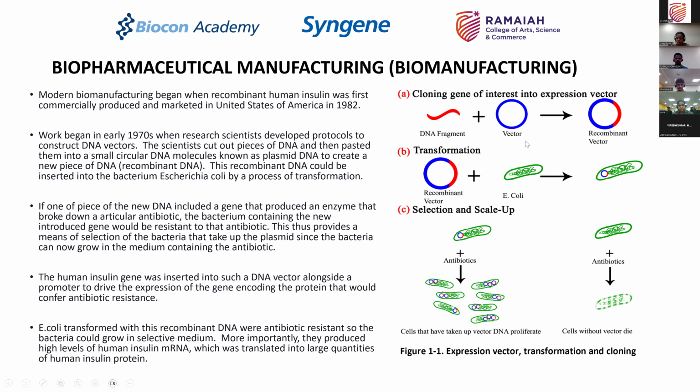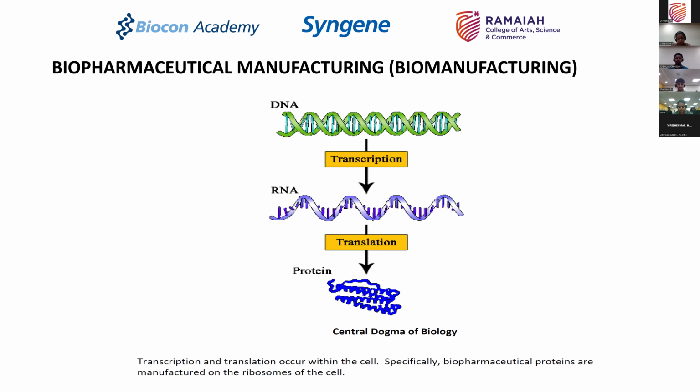You use a fragmented vector or a recombinant vector, insert it into E. coli, grow it, and then you extract it out, and then you isolate the protein out of it, which is then converted into a biopharmaceutical product. So you have a DNA, you transcribe into the RNA, and then from there you extract the protein. This is how the biology works.